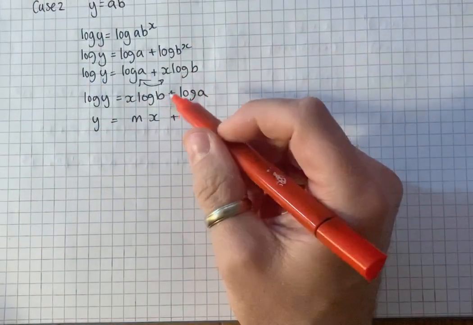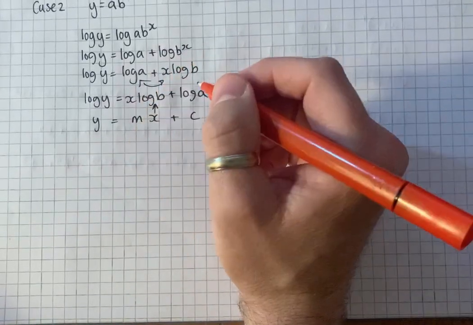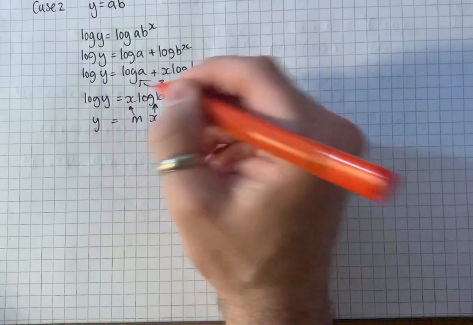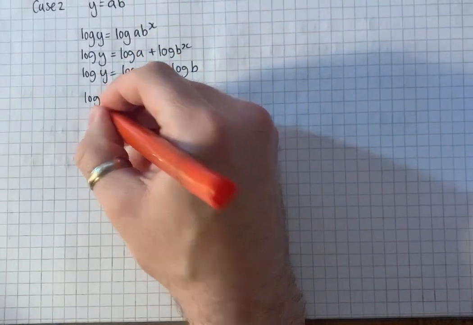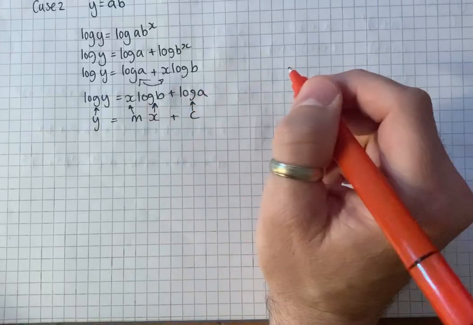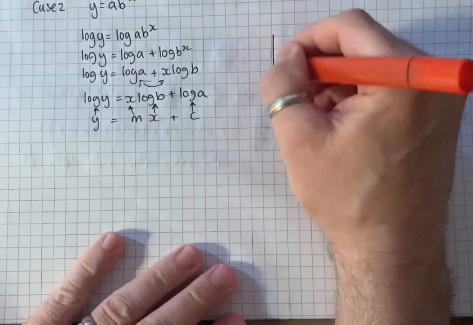So this one's slightly more confusing because the horizontal axis is going to be represented by log b and the gradient is going to be represented by x, the power in this case. Vertical axis is going to be log y, and same as before, the intercept on the vertical axis is going to be log a.